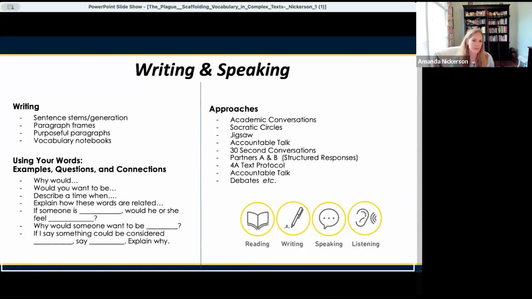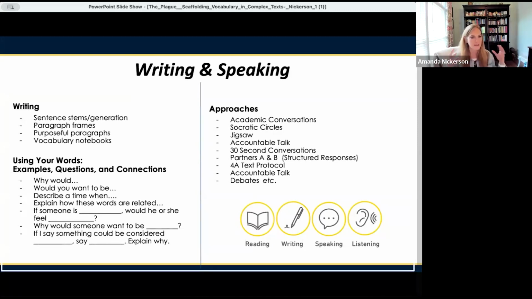Some of the examples for how we might frame this would be asking them to come up with examples or questions or connections and write or speak about that. So why would you try to avoid infectious diseases? Would you want to be an infectious disease doctor, right? Describe a time when you had something that was infectious. Explain how these words are related: infectious and pestilence. If someone is infectious, would he or she feel energetic, right? Why would someone want to be a doctor who specializes in infectious diseases? You get the idea, right?